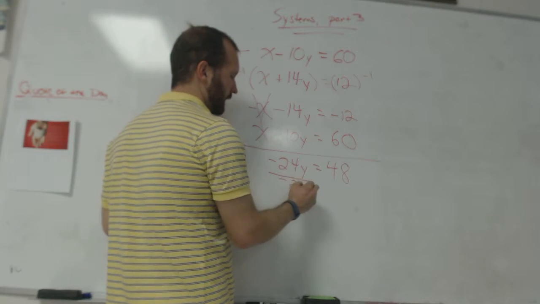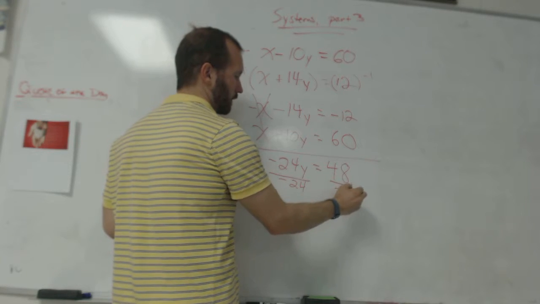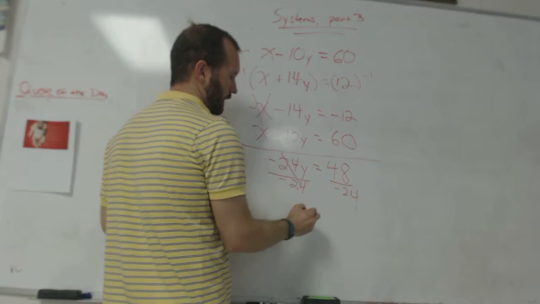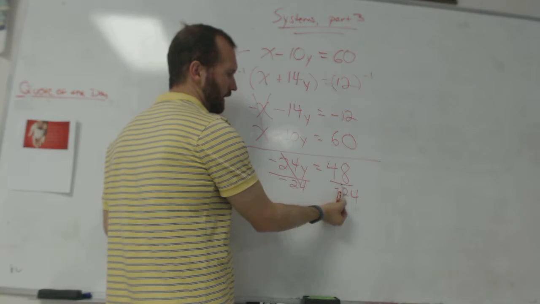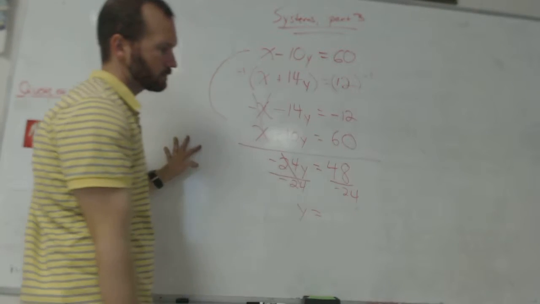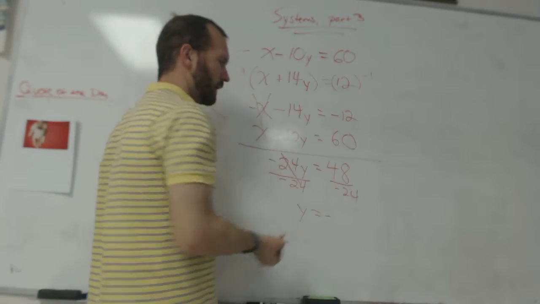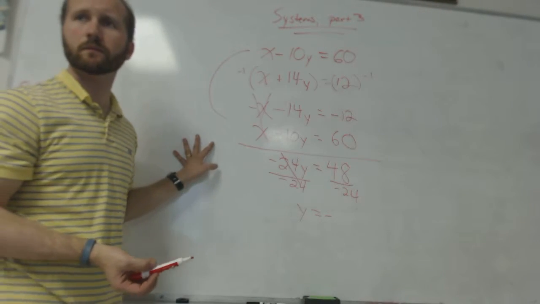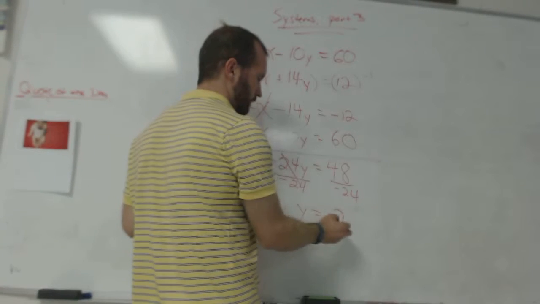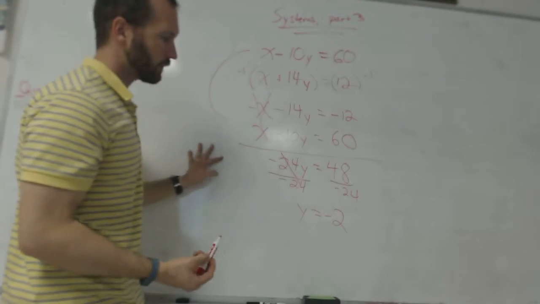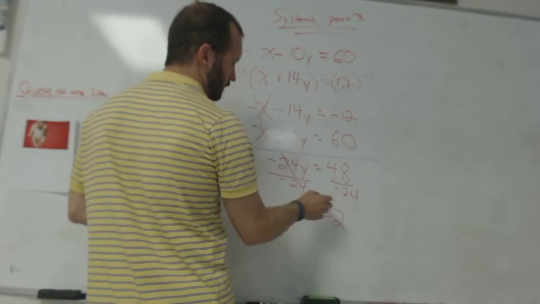Divide both sides by negative 24. Y equals, what is a positive divided by a negative? A negative. And what is 48 divided by 24? 2. Yeah, 2. 48 is twice as big as 24. So we've got y equals negative 2.